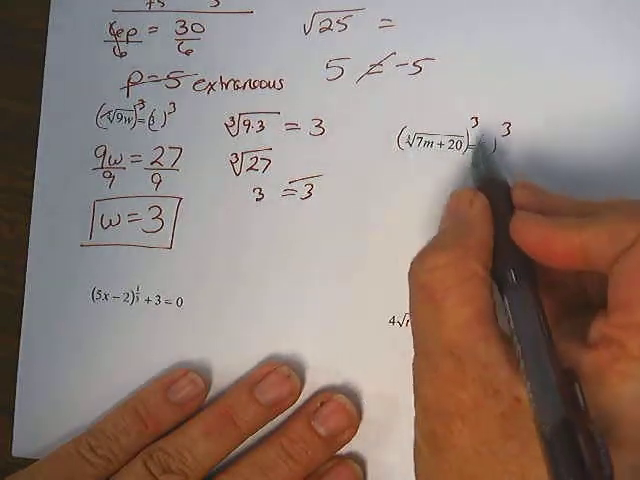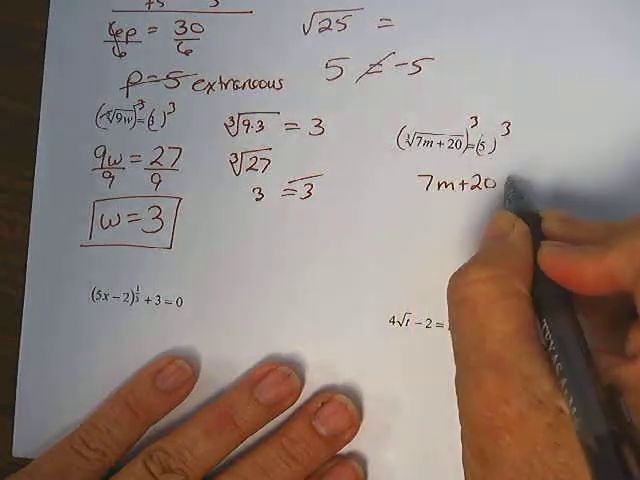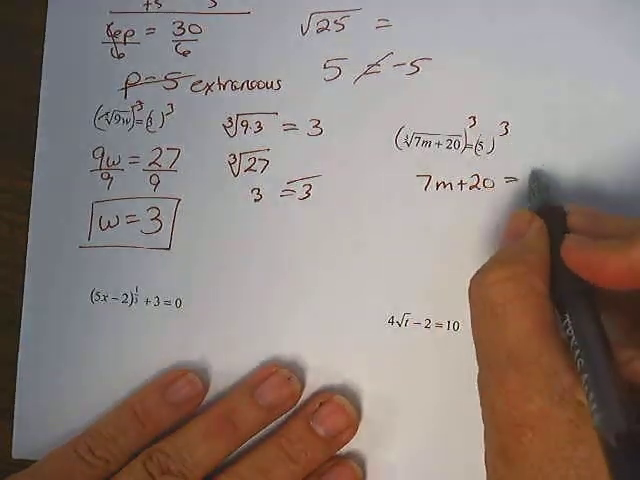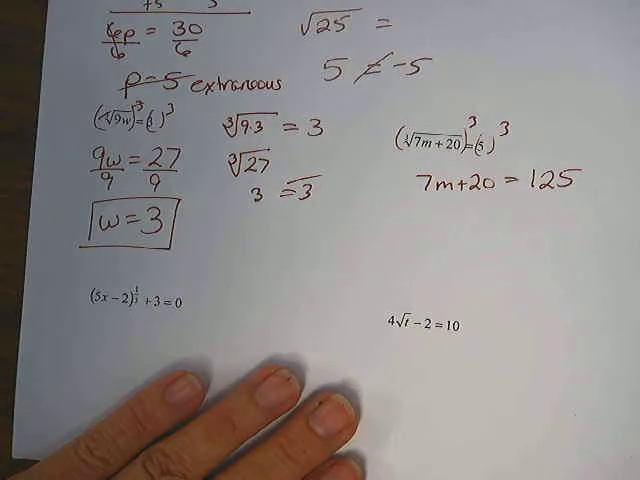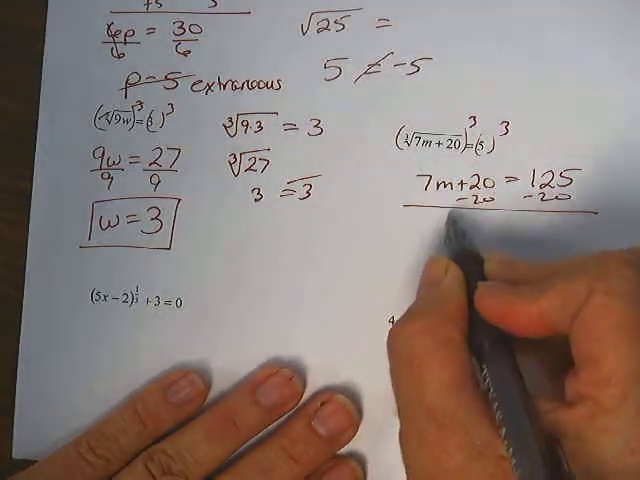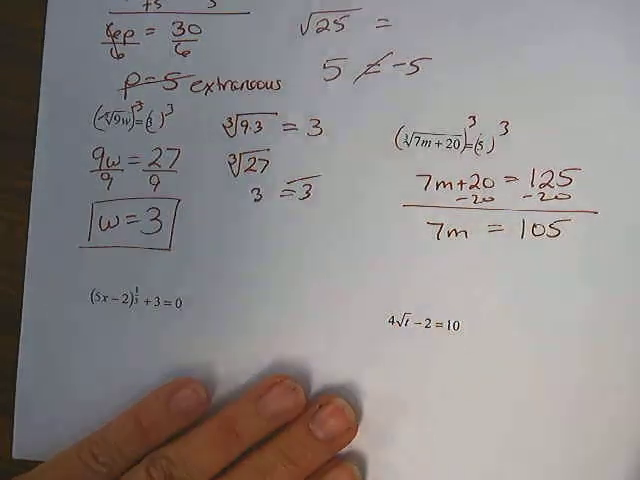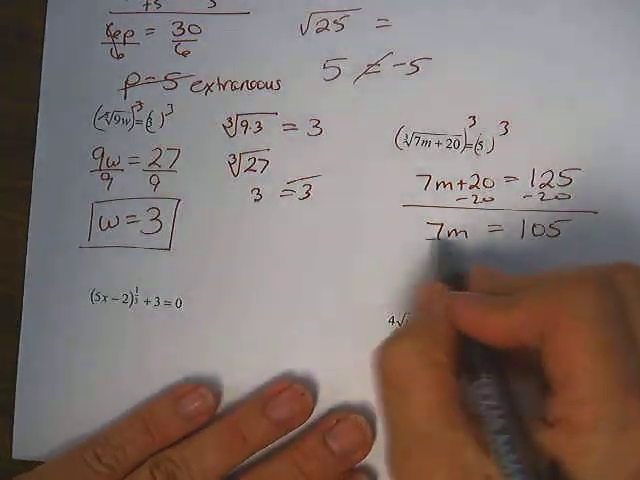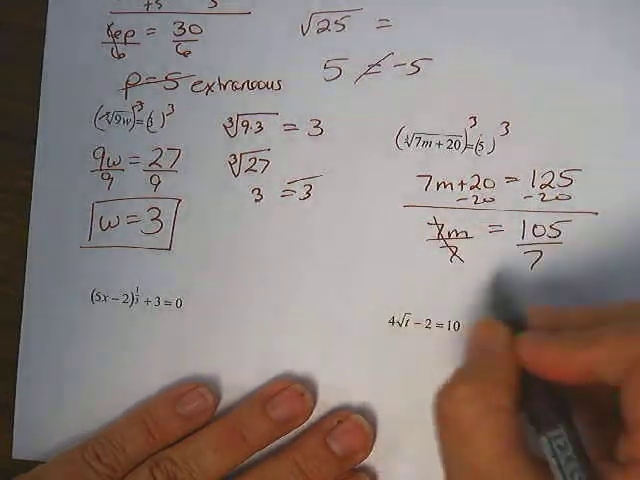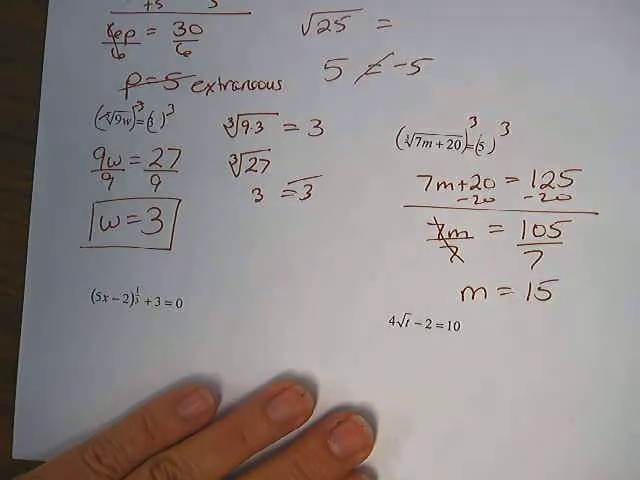So 1/3 times 3 gives us 1, so 7m plus 20 equals 5 to the third power, which is 125. Subtract 20, and we get 7m is equal to 105. Okay, divide both sides by 7, and we have m is equal to 15.